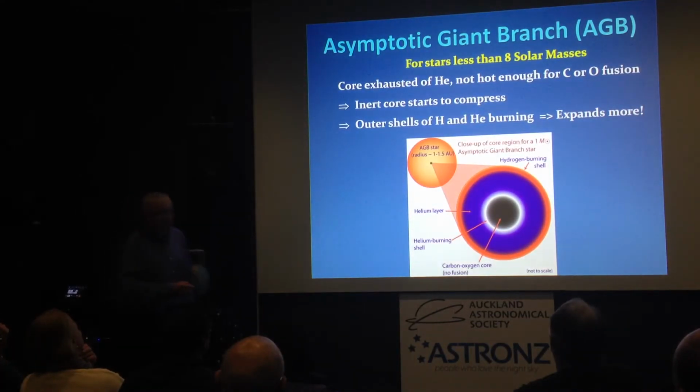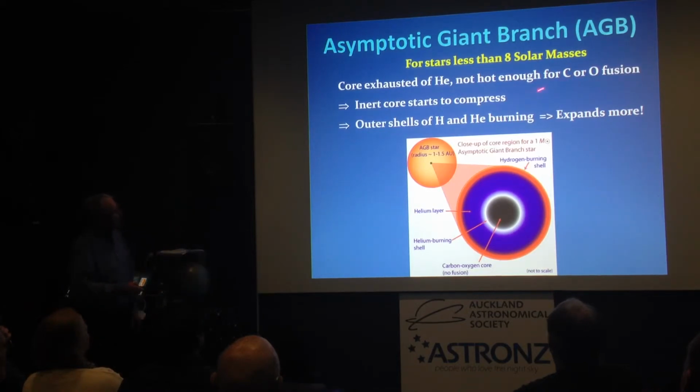Then you come to the crossroads. For stars less than 8 solar masses, it then approaches the asymptotic giant branch phase, where the core is exhausted of helium, but it's not hot enough for carbon and oxygen to burn. The temperature doesn't get much higher than where it is now. Why? Because it's only got 8 solar masses or less, and that's all the gravity can muster up. So in the inner core, no fusion occurs, and it starts to compress itself.